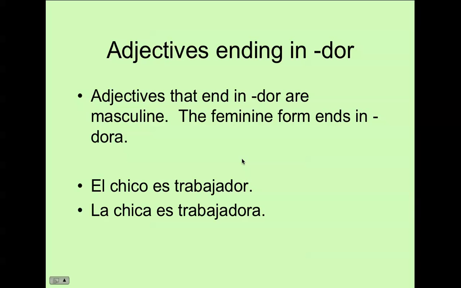We have one adjective, trabajador, that ends in DOR. Adjectives that end in DOR are masculine. The feminine form ends in DORA. Think Dora from Dora the Explorer. So I would say el chico es trabajador, but I would say la chica es trabajadora. Remember Dora.